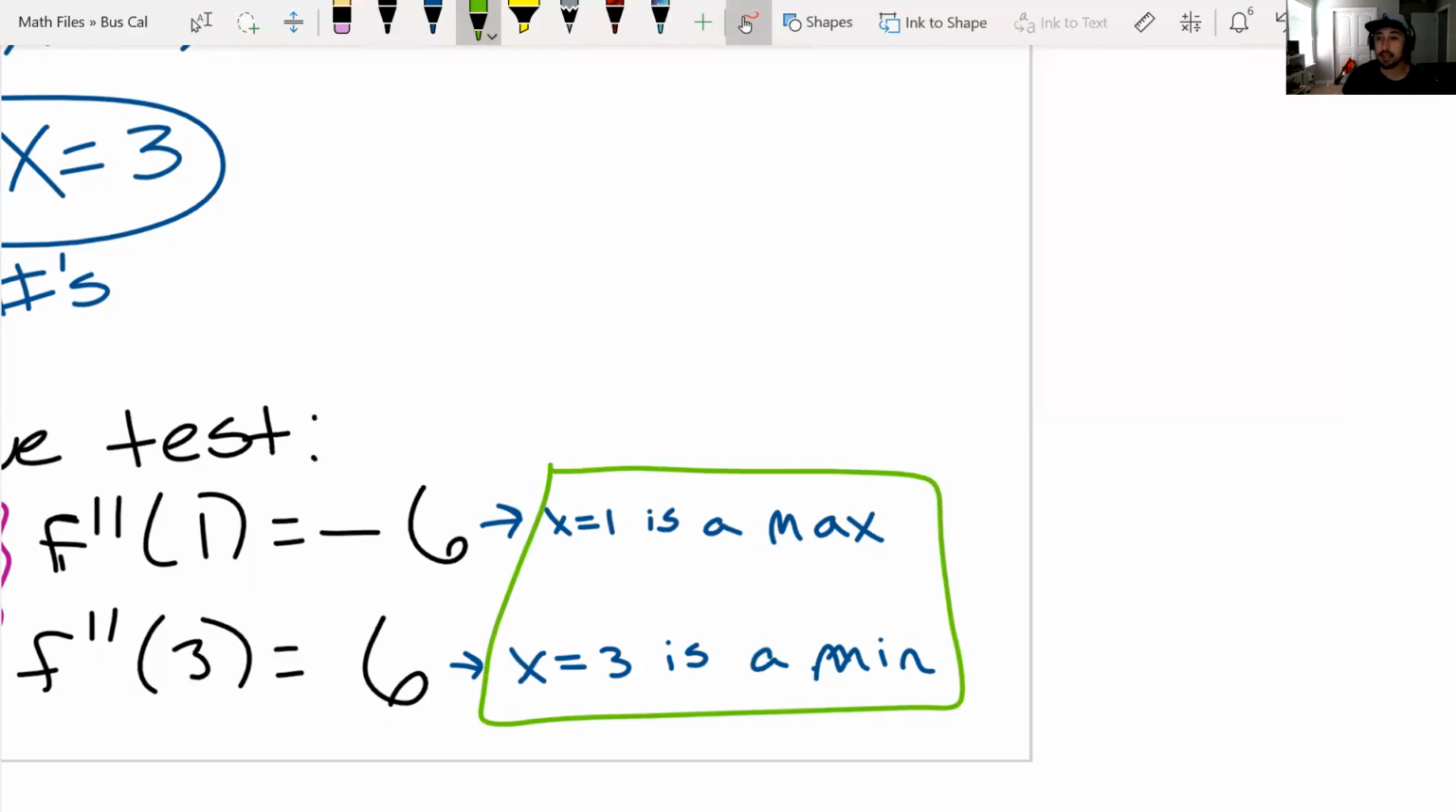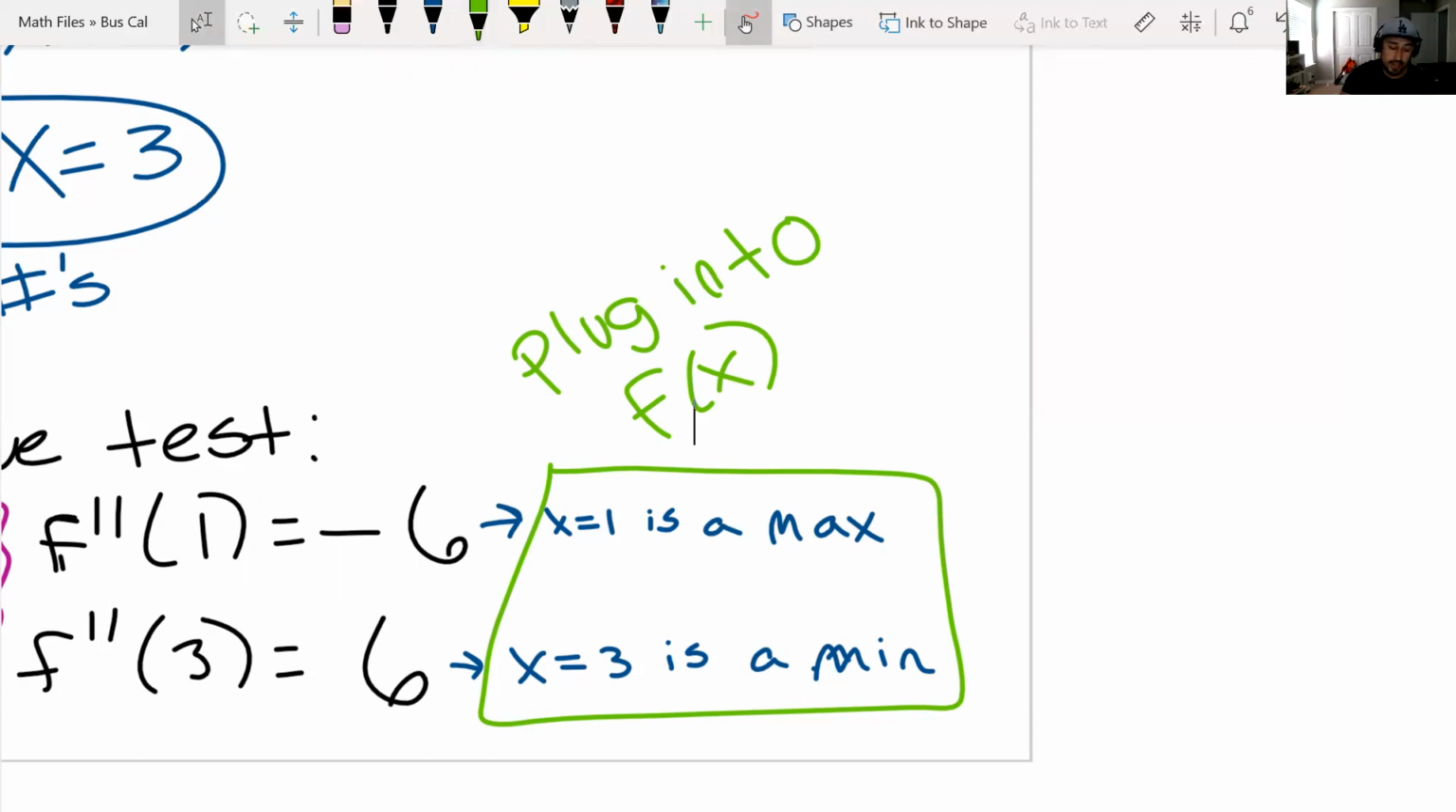of these max and mins, we would plug these values into the original function. Plug into f of x. And that would give you the exact location of the max and min. We don't have to do that now. I just wanted to show you how the second derivative test works.